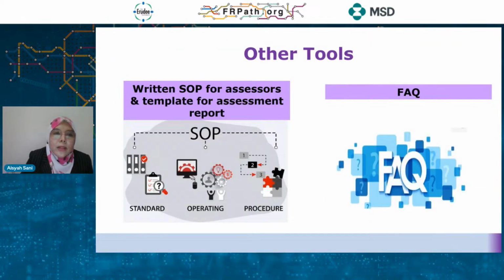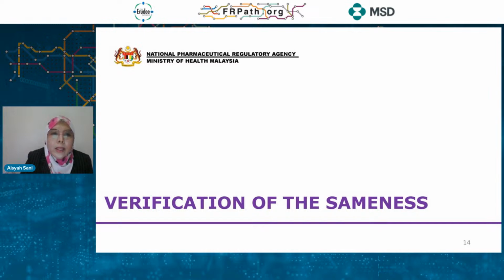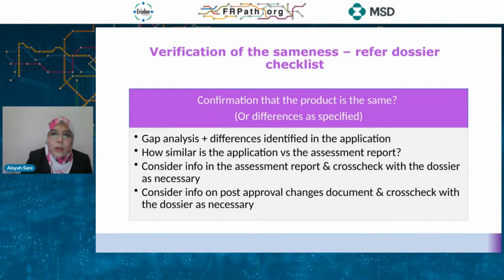As other tools to facilitate reliance, we also prepared an internal standard operating procedure for the assessors, and we also prepared an FAQ to give clarity on certain issues raised by applicants, and these will be uploaded to the NPRA website. So next, let's talk about the key practices that may facilitate reliance, which is verification of the sameness. Verification of the sameness underpins this practice, where we need to verify that the product submitted to the relying NRA, which is NPRA, is in all important aspects identical or the same as the product that was authorized or approved by the reference agency.